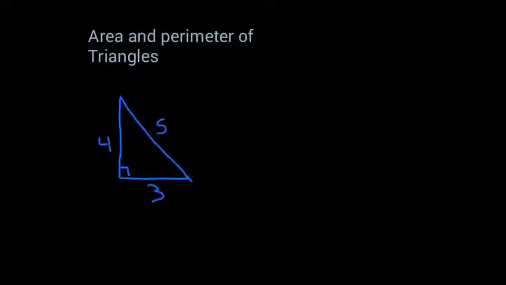Alright, we're going to talk about area and perimeter of triangles. Really, we're going to focus on area because perimeter, just like perimeter of anything, you just add up all the sides. So we're really going to focus on the area. So your formula for area of a triangle, area equals either 1/2 base times height or area equals base times height divided by 2.